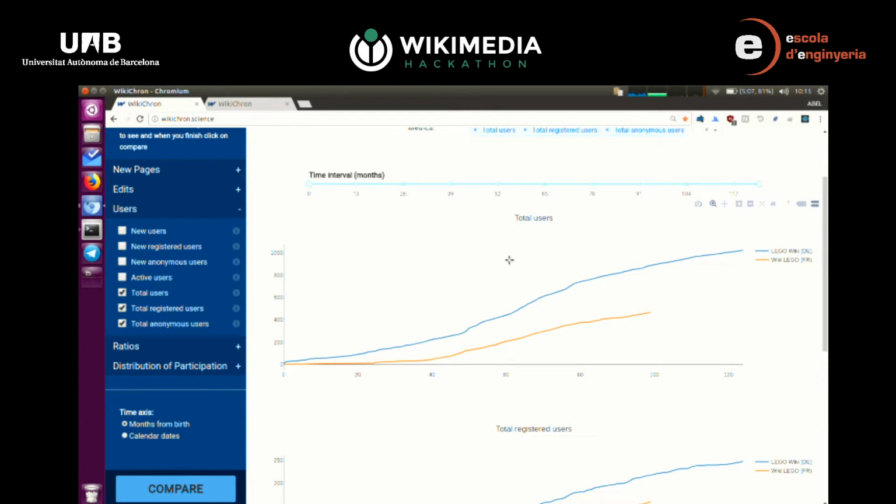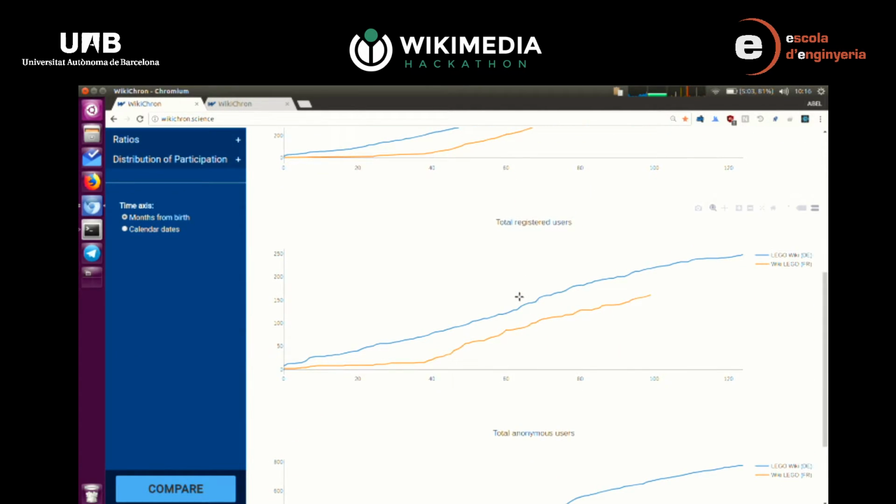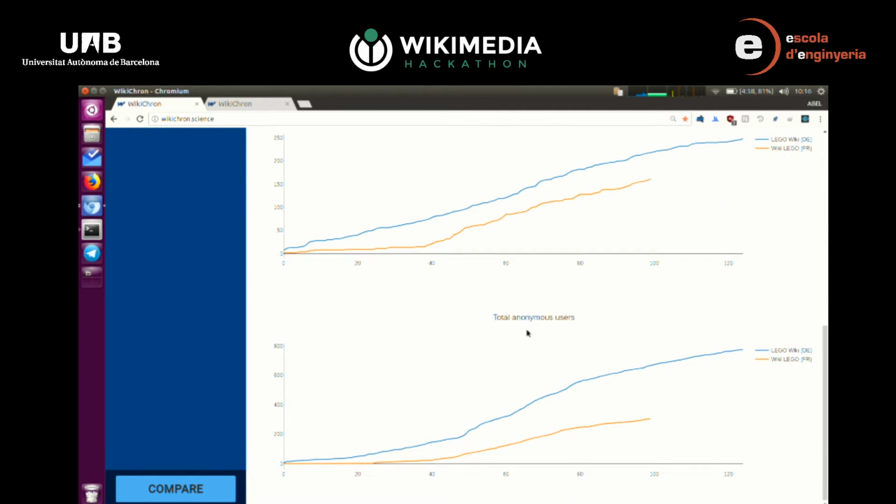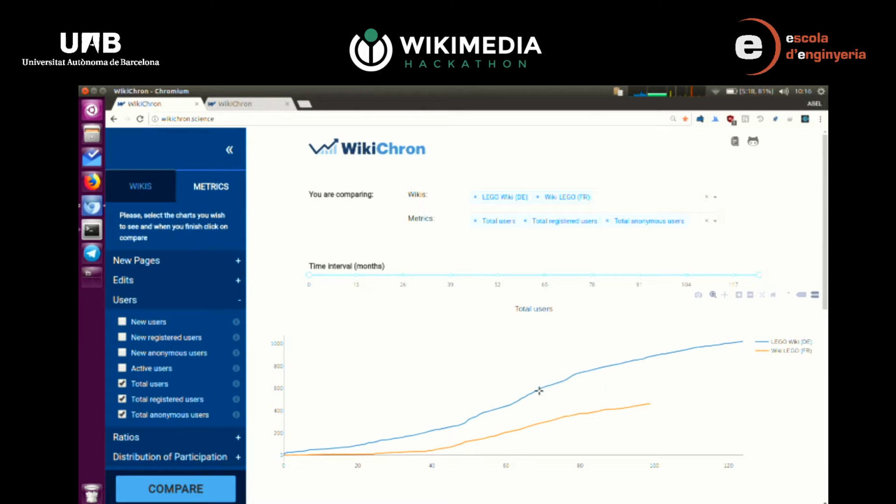Okay, so as I said, maybe there are more French wiki users, but it is not the case because there are much more Dutch wiki users, and also more registered users and more anonymous users. So it is not that there are more users that write in French, but there are fewer users that are editing, they are making more content, so they are more productive.